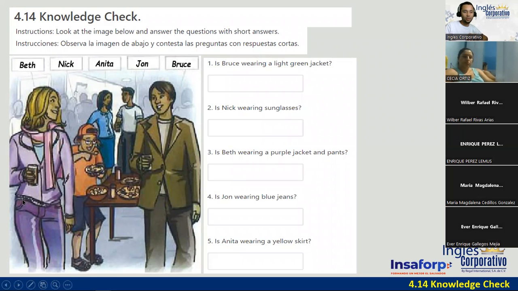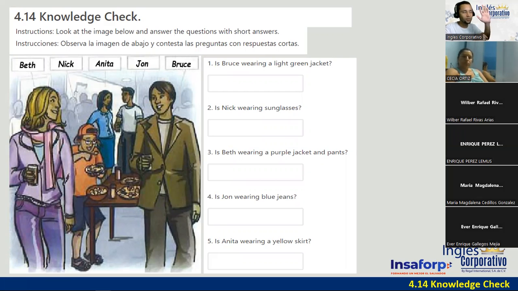Aquí está el orden, ¿verdad? This is Beth, this is Nick, this is Anita, this is John, this is Bruce. So the question is, is Bruce wearing a light green jacket? What is the answer? Hay que dar una short answer ahí, ¿verdad? ¿Cómo sería en este caso?